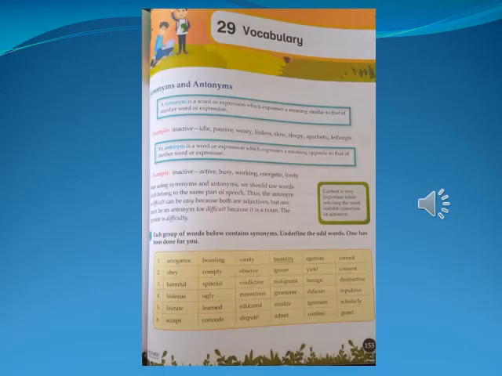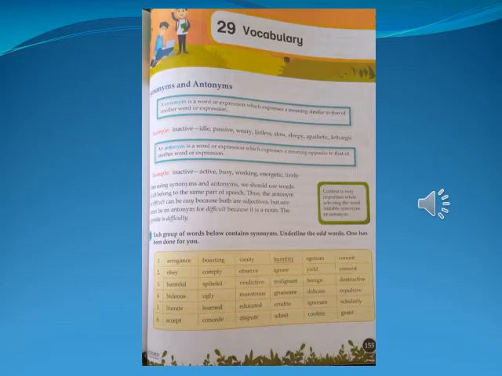Yes, students of class 7, so this is your chapter 29, vocabulary, of your English Grammar Tree. We're going to start this lesson today, that is on page number 155. Now let's see what is in this chapter today. That is synonyms and antonyms. So there is nothing new in that. We have been learning these things for a very long time, and you have been taught these things for a very long time. So let's continue further. Let's see what we have to start in today's lesson.